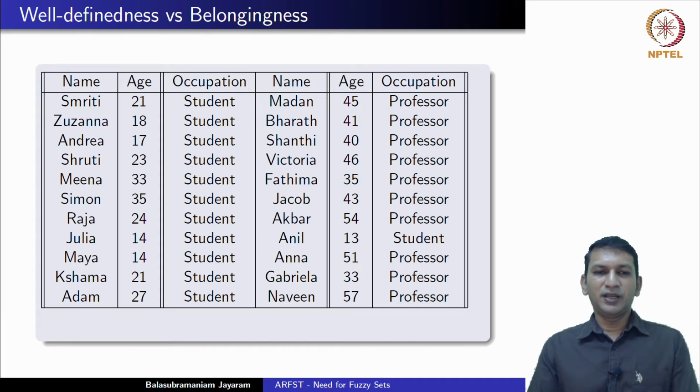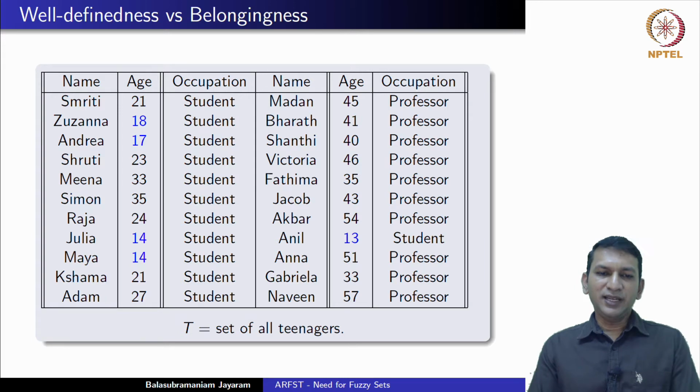Consider this table in which you have a few names, the ages of the corresponding people and their occupation. I have chosen only the occupation to be the student or professor. Now, given this data, we can ask some questions. So if I were to ask you to pick up the set T of all teenagers, I think it is easy to do. All you will do is pick all those people whose ages fall between 13 and 19. So in this particular list that we have, these are the teenagers that we have.